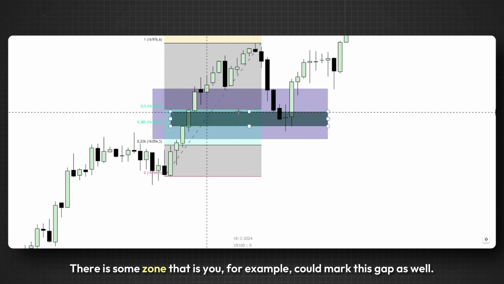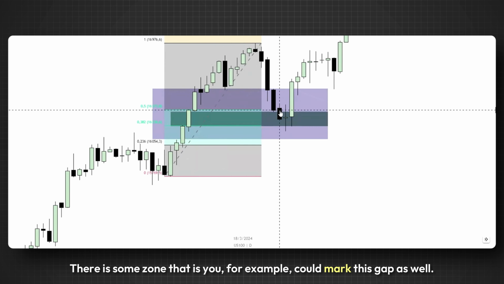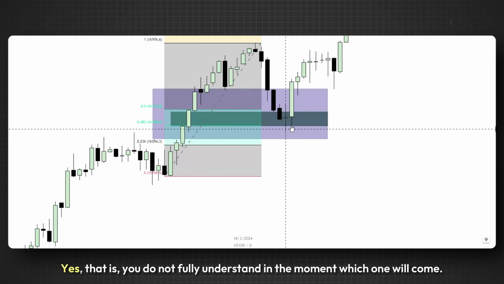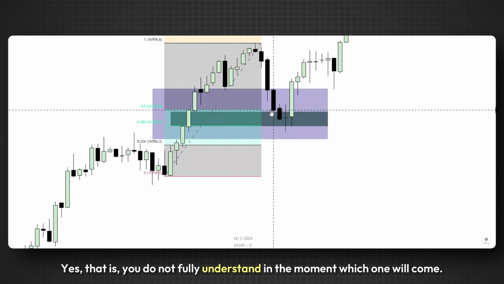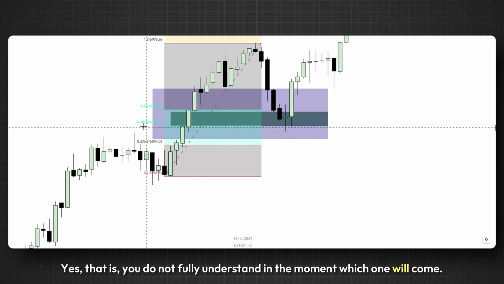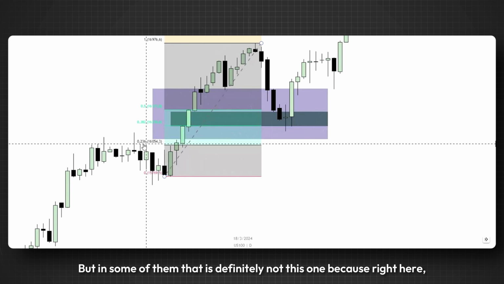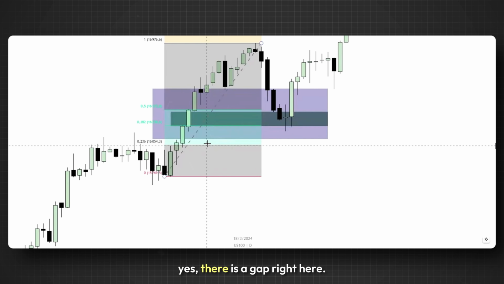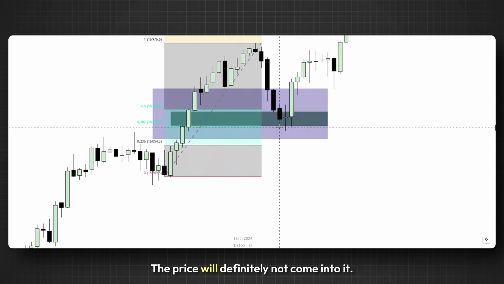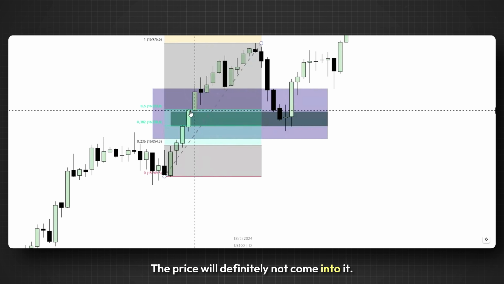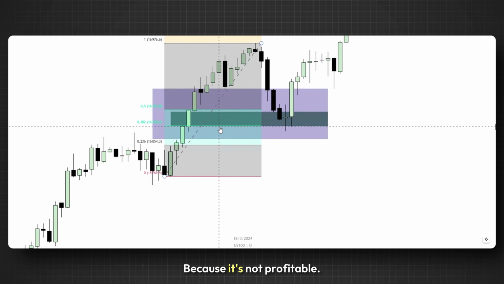There is some zone that is, you, for example, could mark this gap as well. Yes, that is, you do not fully understand in the moment which one will come. But in some of them, that is definitely not this one, because right here, yes, there is a gap right here. The price will definitely not come into it. Why not? Because it's not profitable.